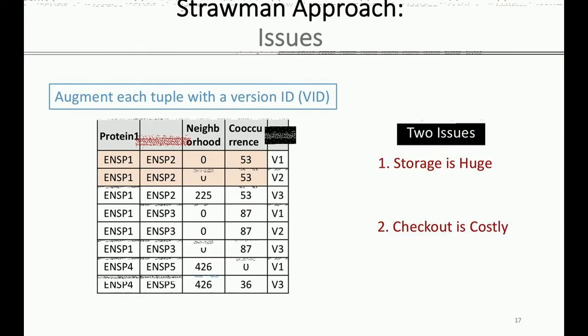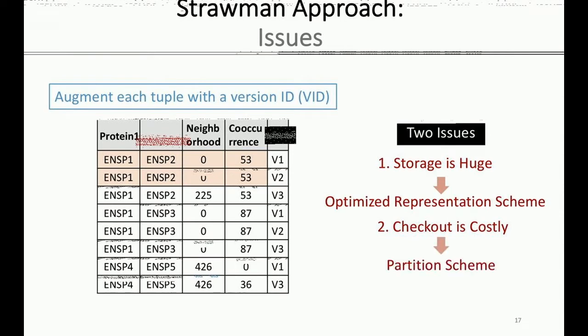And the second issue is that the checkout can be very costly because we are wasting time accessing irrelevant records. So for the first issue, I will come up with an optimized representation scheme. And for the second issue, we will propose a partition scheme for it. Let's start with the data representation. By the way, if you have any question or anything is not clear, you can ask the question.